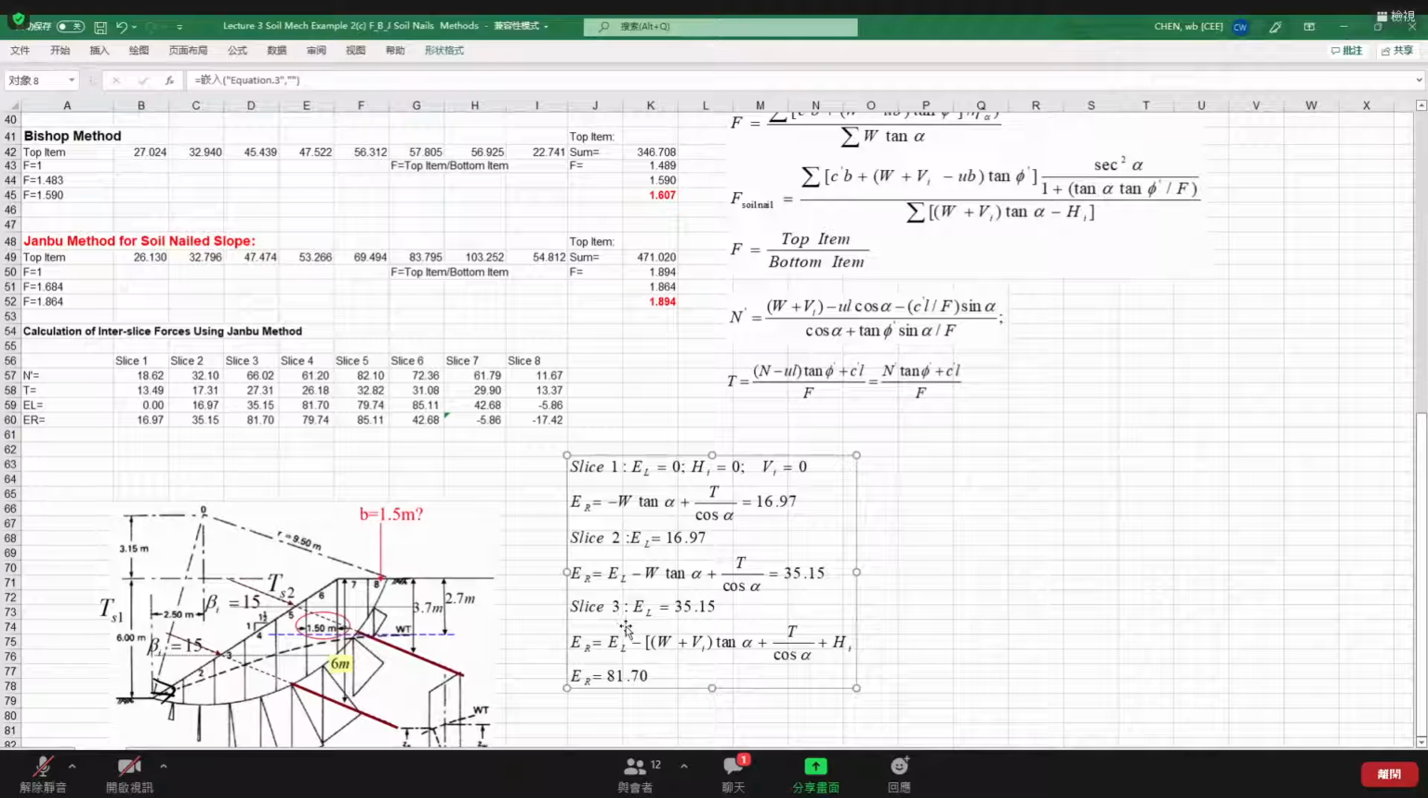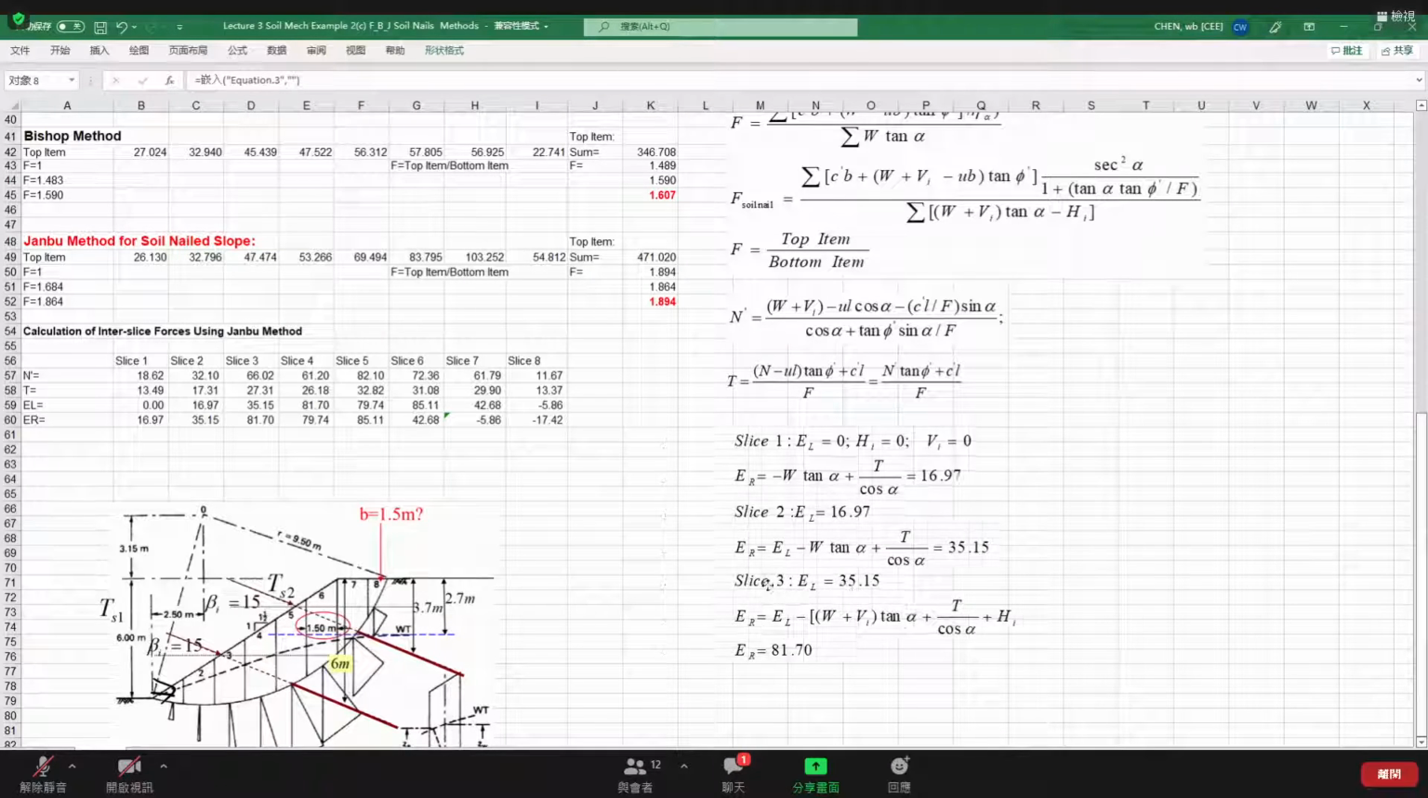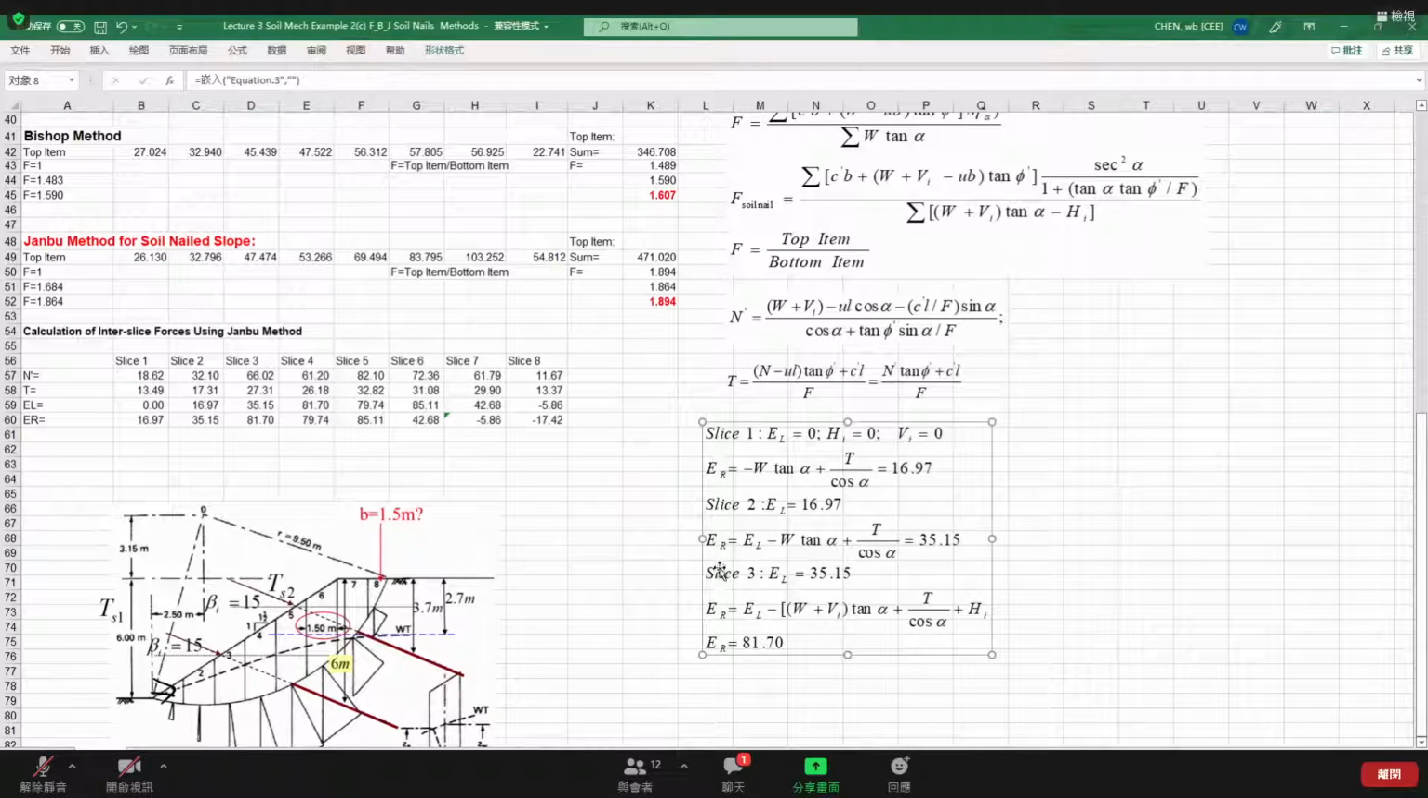And for slice 3, we should be careful because on top of slice 3 we have the soil nail. We have VI and HI that should be put here, because VI and HI are all external loading. So we need to consider them in the equilibrium of horizontal force, right? So that we can get the ER for slice 3. We only show the equation here for the first 3 slices, but the results for the other slices we also put in the Excel. You can go through them by yourself. It should be no problem, I guess.